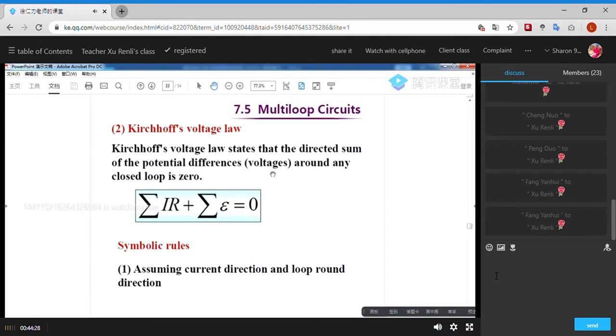The potential difference, also called the voltage, contains the voltage across the resistor and the voltage of the battery. So this is Kirchhoff's voltage law. The voltage law for a closed loop is zero.